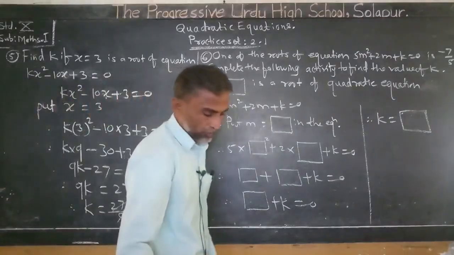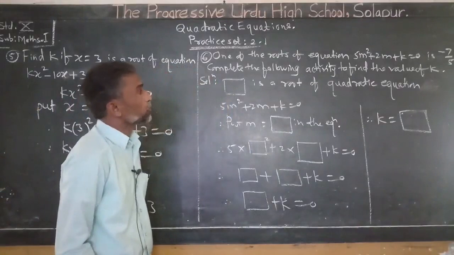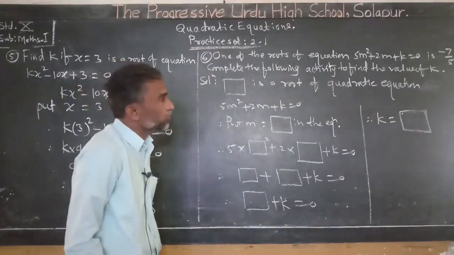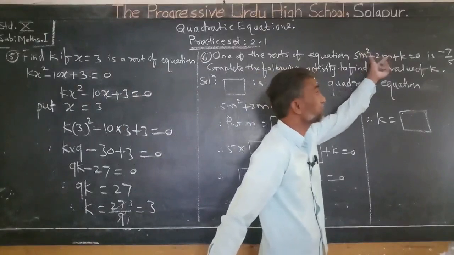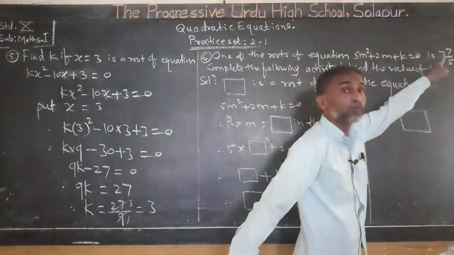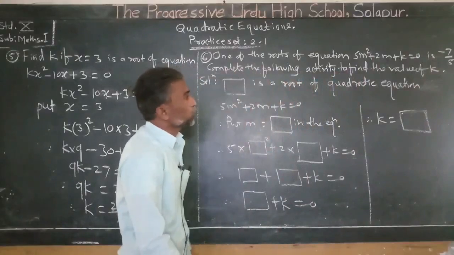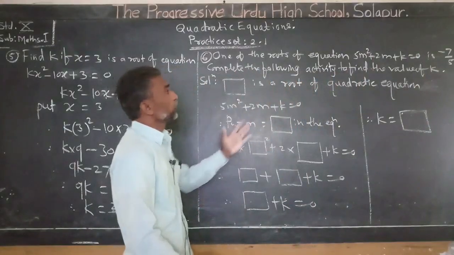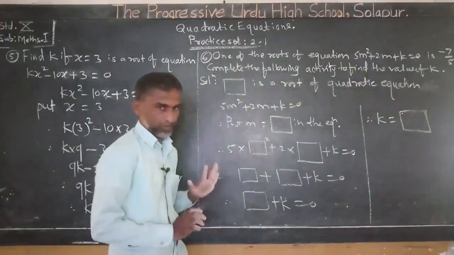Now, last question from this practice set. One of the roots of the equation 5m square plus 2m plus k is minus 7 by 5. Complete the following activity to find the value of k. To find the value of k, we have to complete this activity.